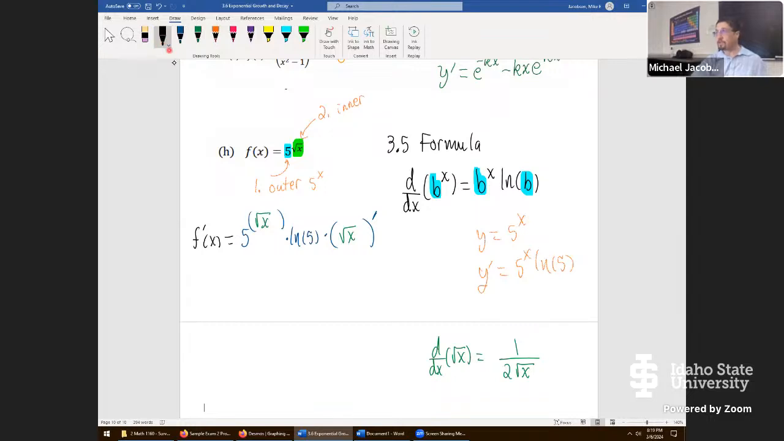And so back over here, the derivative can be finalized by saying it's 5 to root x, natural log 5. That derivative is going to turn into 2 root x going down into the denominator, and that would be the full answer on this one right here. Well, there's lots of different ways to format the answer, but does that make sense on that format there?